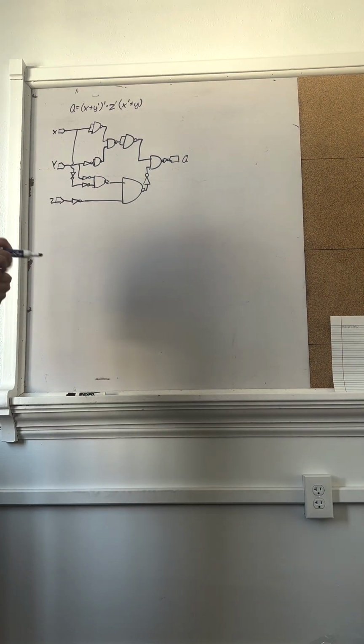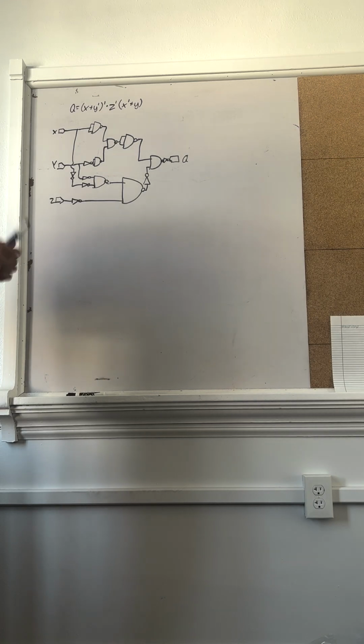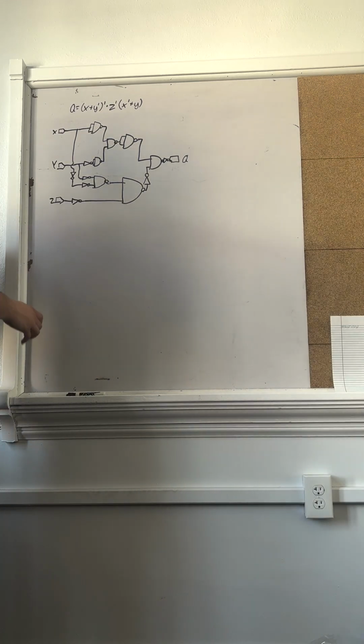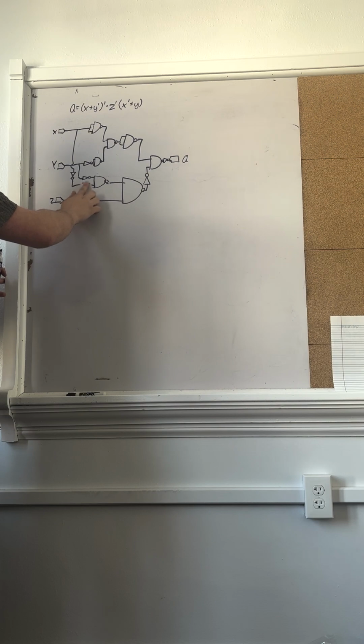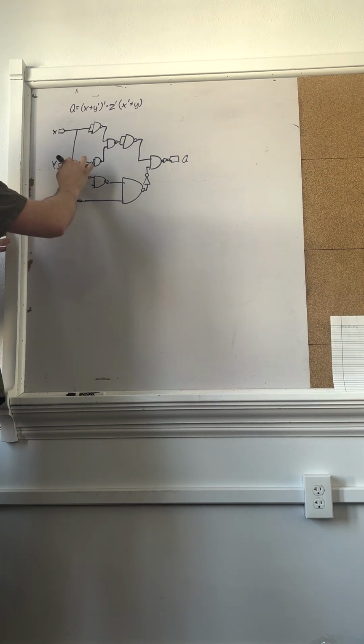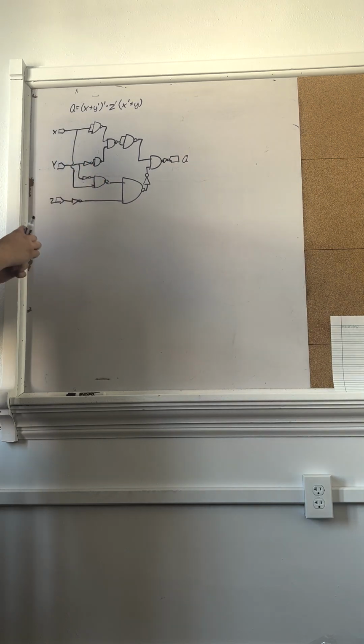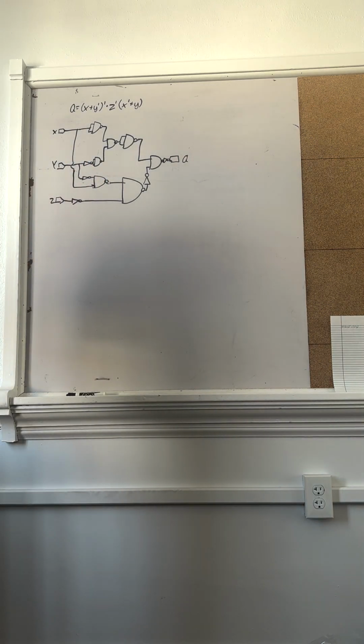Step 3 of this process is going to be to remove the double NOTs. Fortunately, this only has one instance of double NOT that needs to be removed, and that is going to be this right here. So we're going to erase those two NOTs and just replace them with a straight wire. Everything else is fine, which allows us to move on to step 4.